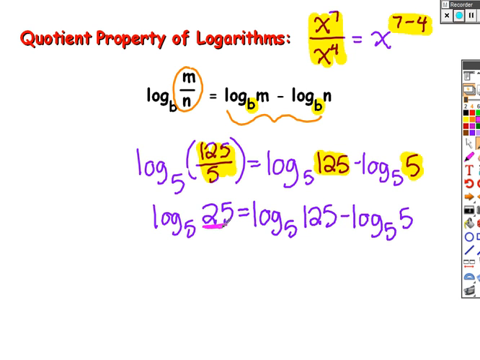So now I'm to this line. 5 to what power is 25? Well, that would be 2. 5 to what power is 125? That would be 3. 5 to what power is 5? That would be 1. So, yep, this equation actually works.